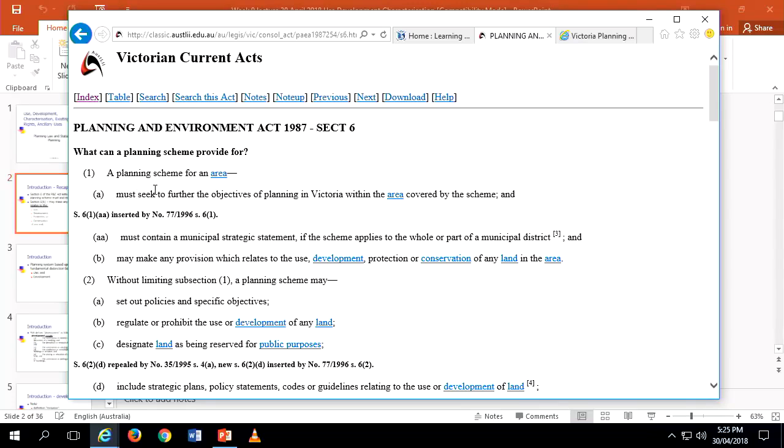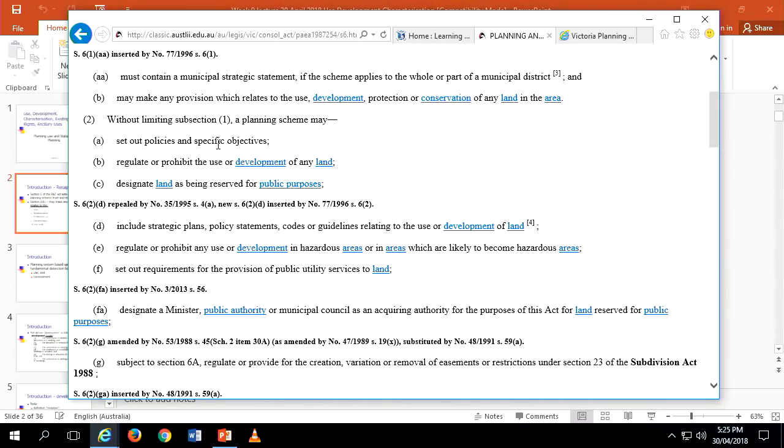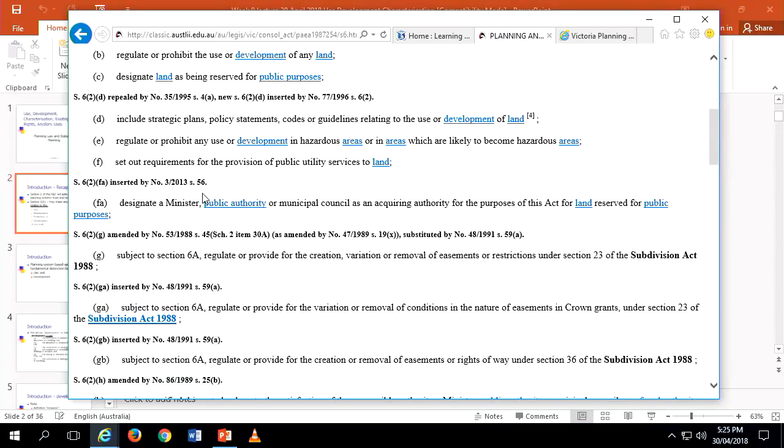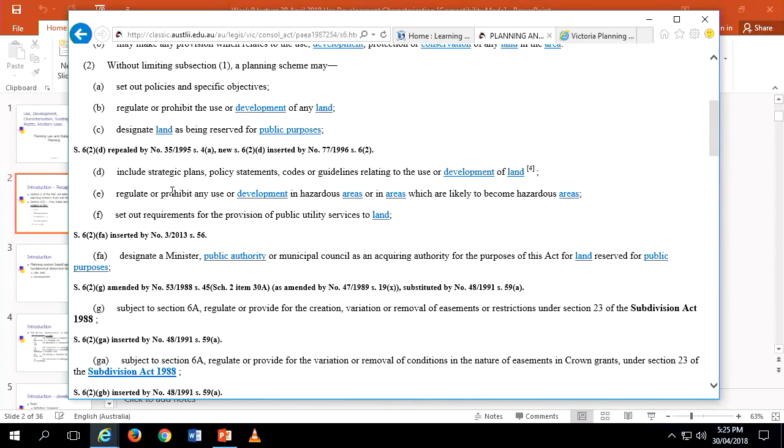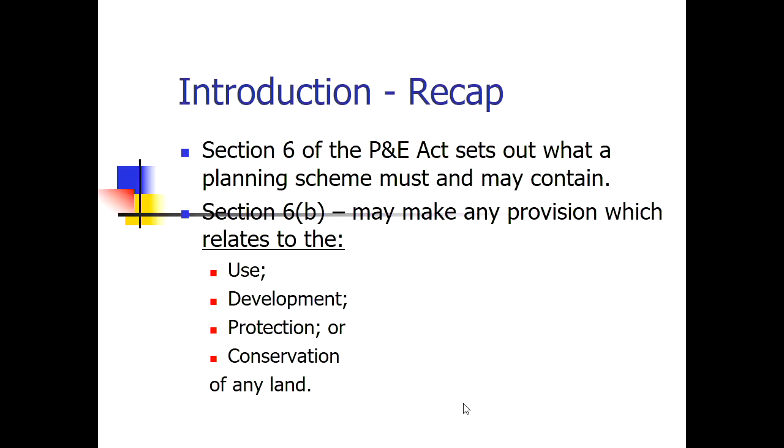So a planning scheme provides for an area, must further the objectives of planning, and these elements here may make any provision for use, development, conservation, policies and objectives, regulate development, land for public purposes, and so forth. So right down here is one of the key distinctions: regulate or prohibit the use or development of land. That's probably the most powerful component of the planning scheme, and that's exactly where all of the strategies, all of the policies actually have impact on what actually happens at all the different layers of the urban planning system.